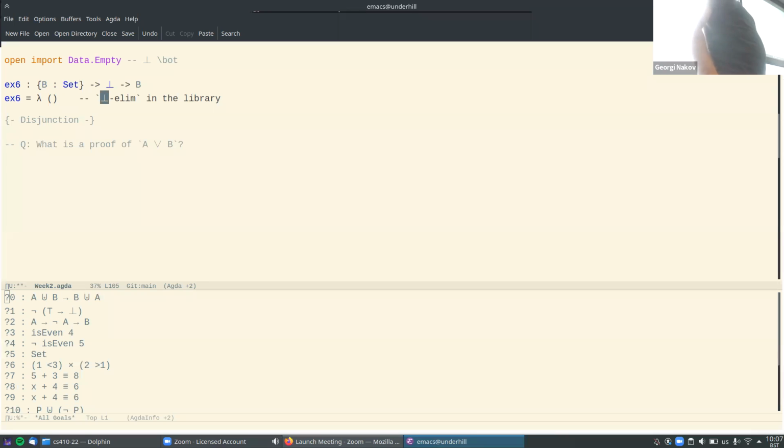We've looked at truth and conjunction. So the trivial thing was the empty record, and conjunction was represented by records of two things. So now we've looked at falsity, which is the data type with no choices. And next up is or, which is going to be a data type with two choices.